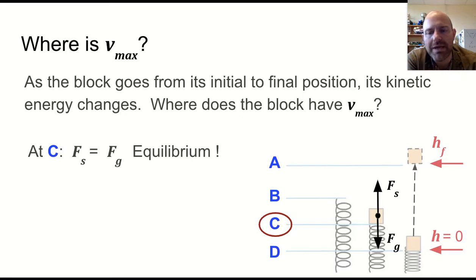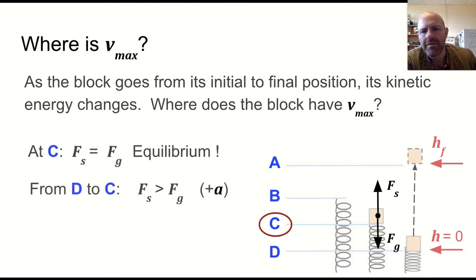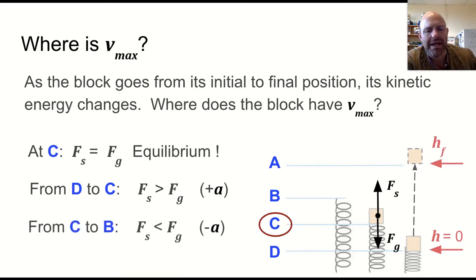We'll talk more about this when we get into simple harmonic oscillators, mass spring systems, that the fastest the mass spring system goes is when the forces are balanced at equilibrium. All right. From D to C, spring force is bigger, so we have positive acceleration. And from C to B, we have negative acceleration.